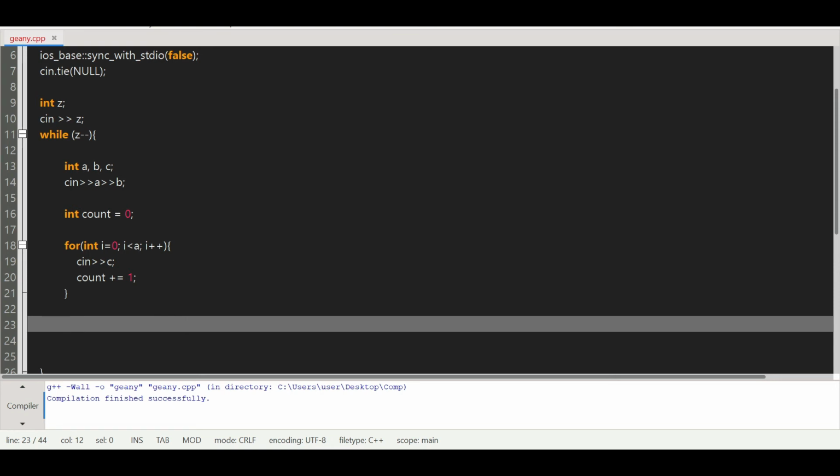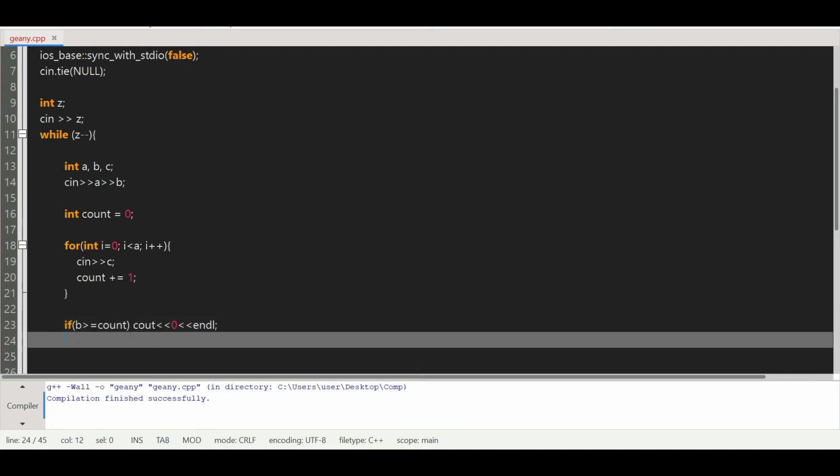Now at the end, what should we look at? We should look if it is more than or less than the required amount. So, now remember, b is the energy level we have. If b is more than or equal to count, this basically means that we have more than sufficient energy to reach all the seats. We can just print out 0. Else we can just print out count minus b as we discussed. And that should basically be it.